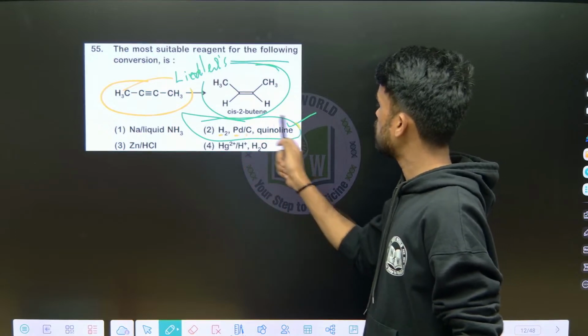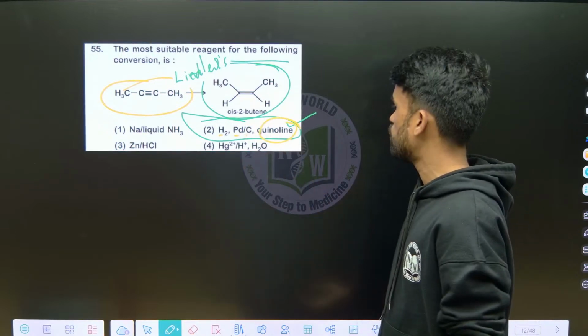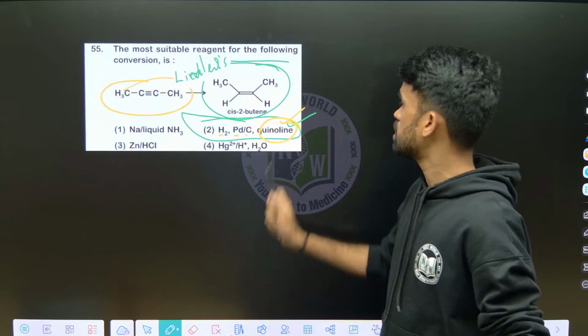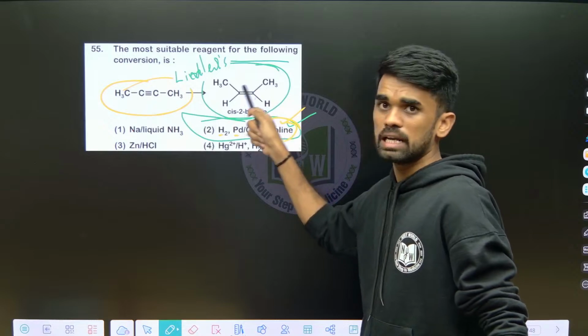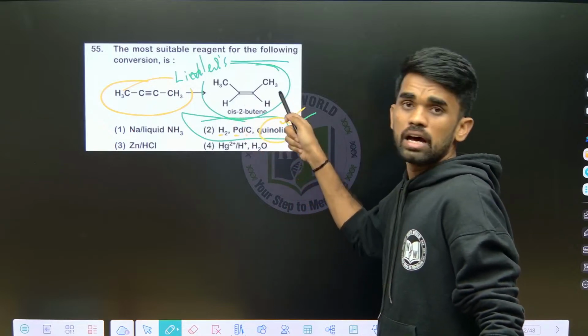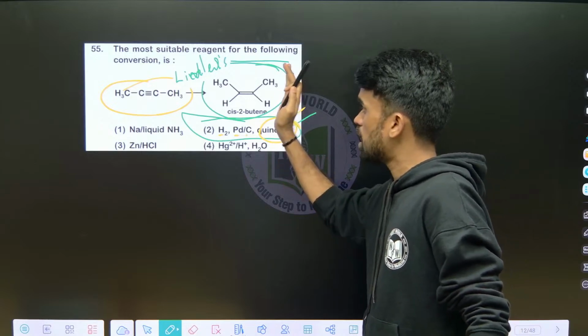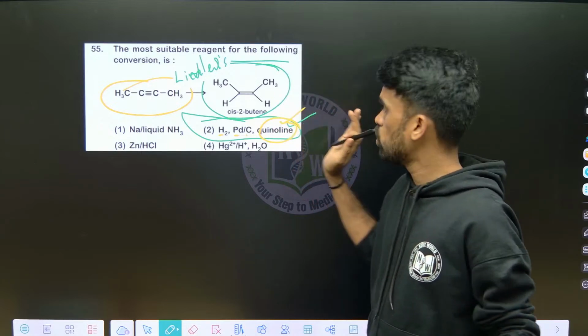H2, Pd/C. They may give it as quinoline or barium sulfate, because it acts as a catalytic poison and stops the reaction after forming the alkene. If it is not used, alkane is formed. That's why we use quinoline to stop the reaction after forming the cis alkene. I hope it is clear.